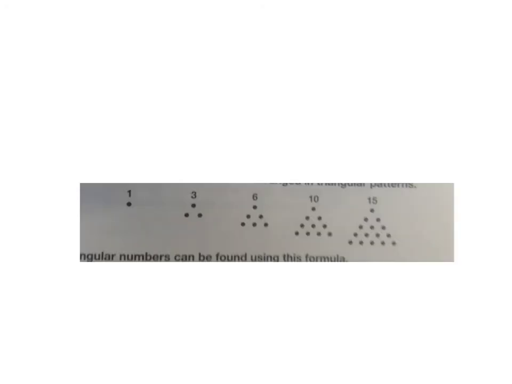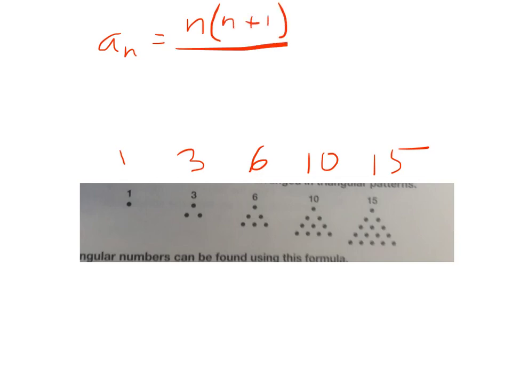All right, example 5, the numbers in this sequence are sometimes called triangular numbers. So we see those triangular numbers, and you can see we've got a 1, and then a 3, and then a 6, and a 10, and a 15, because if we stack up all the dots, they'll be triangular. And they even give us a formula, and that is a sub n equals n times n plus 1, over 2. And they want to know, find the 10th triangular number.